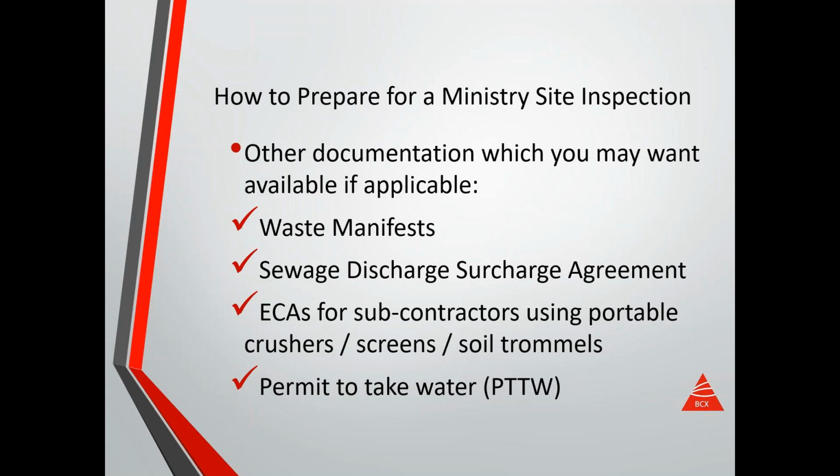Other documentation that you might want to have available is also like your waste benefits. Say you have a maintenance room with equipment cleaning, any sewage discharge or surcharge agreement, ECAs for subcontractors. For example, if you have a portable crusher on site crushing some reclaimed concrete, you want to have the ECAs for your subcontractors. And if you have one, a permit to take water.